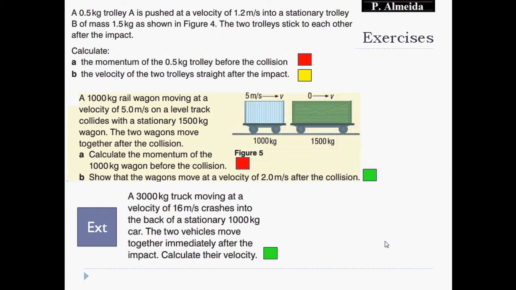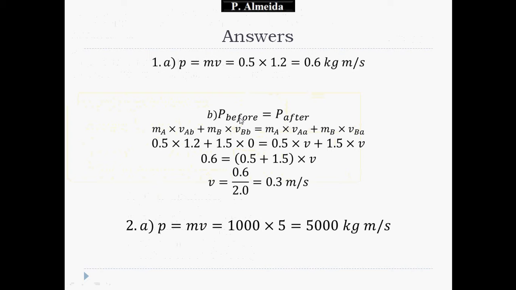And then the velocity of the two trolleys after the impact. So again, what you're going to do is you get the long equation and substitute the values immediately below the equation. So, momentum before equals momentum after. Mass of trolley A times velocity of trolley A before the collision, plus mass of trolley B times velocity of trolley B before the collision, equals mass of trolley A times velocity of trolley A after the collision, plus mass of trolley B times velocity of trolley B after the collision.